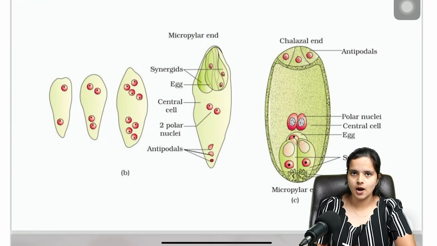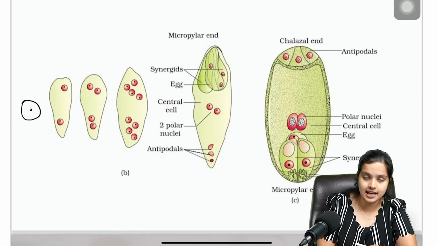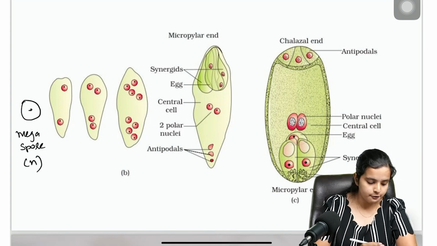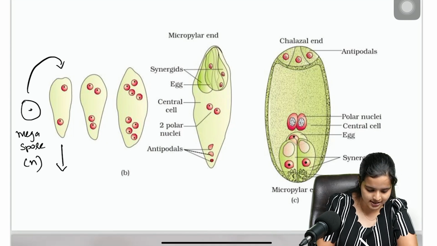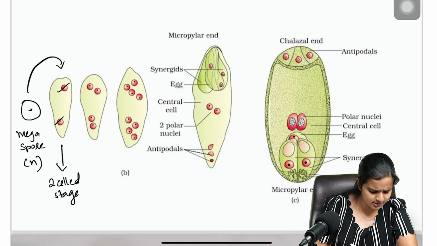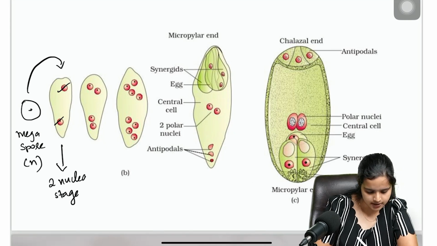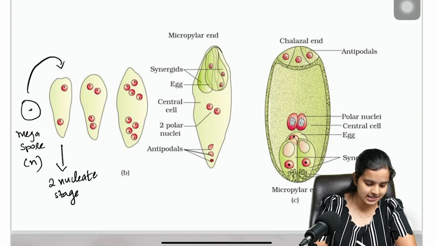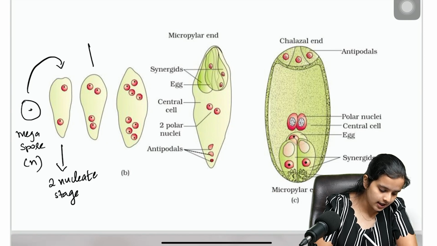So right here you'll have a single functional megaspore which was haploid. From that megaspore you got a 2-celled stage, right? So this is the stage where you can simply see 2 nucleus in a single cell, or you can also say 2 nucleate stage, because that would be more clear. There's only one cell, but 2 nucleus. So you have a 2 nucleate stage over here, and then you have the 3 nucleate stage.